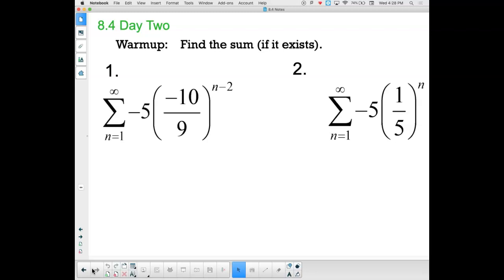It's day 2 of section 8.4. Yesterday we learned about infinite sums, or sums of infinite sequences and series.